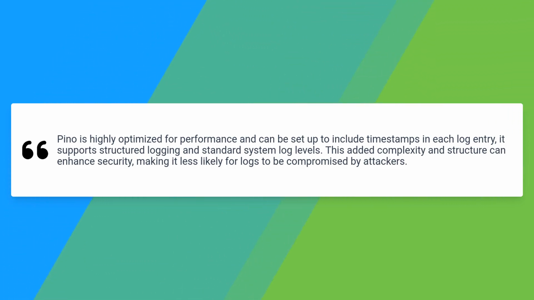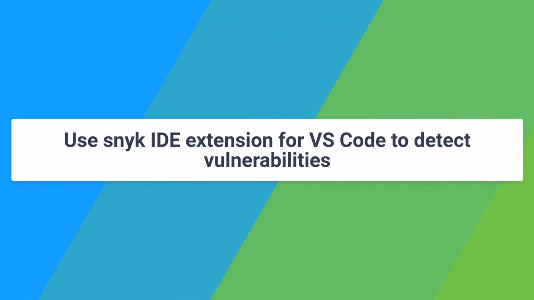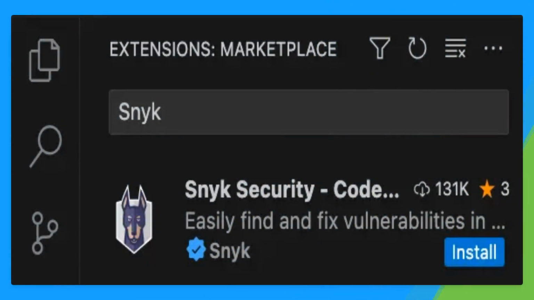Snyk offers a free IDE extension for Visual Studio Code (VS Code) that can help you detect log injection vulnerabilities, among other vulnerabilities, in your Node.js code. Here's how to set it up. Navigate to the Extensions tab in VS Code and search for Snyk to find the Snyk Security Code, Open Source Dependencies, IaC Configurations extension. Click Install.